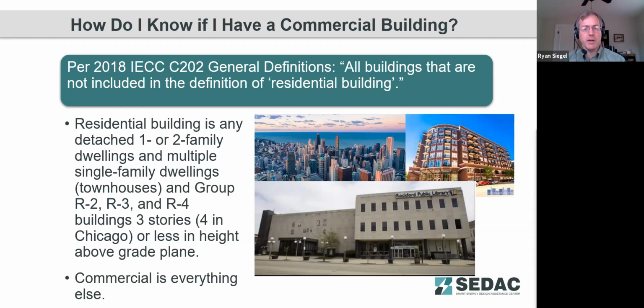And again, the Illinois Code provides several example buildings that qualify as residential. Commercial building is everything else. So that's commercial, industrial, and the like.